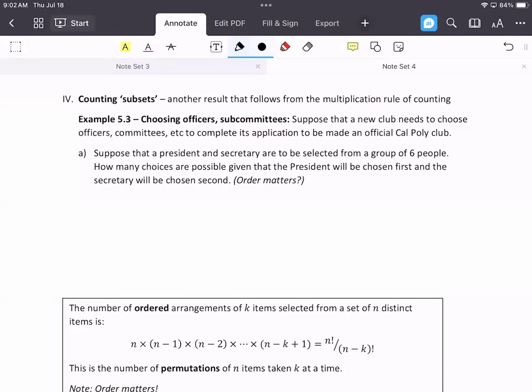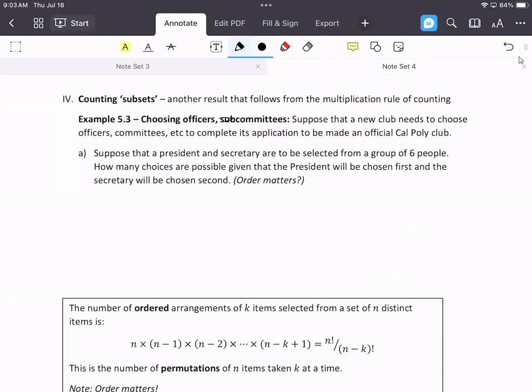Now let's talk about counting subsets or subgroups. This is also a result from the multiplication rule of counting. So let's start with an example. We want to choose officers and committees.